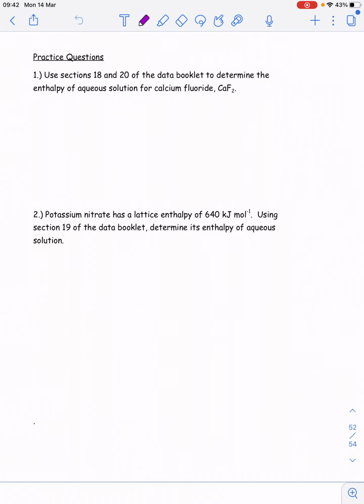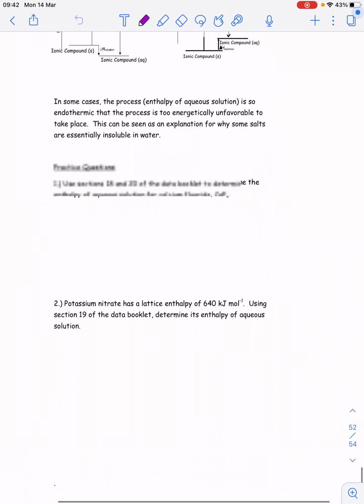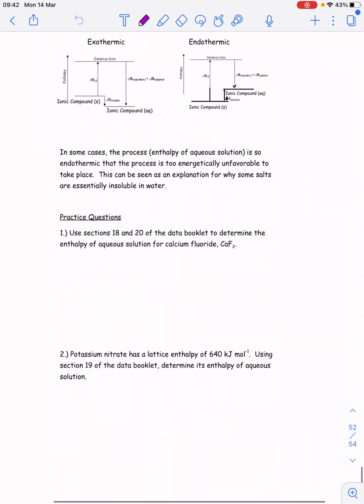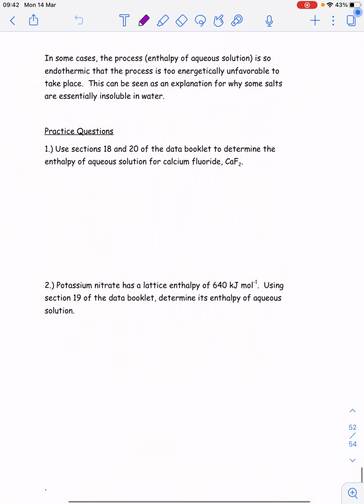Okay, these are practice questions on page 53 of the notebook packet, 1 and 2, about enthalpies of aqueous solution. So the enthalpy of aqueous solution is actually pretty straightforward. It's the lattice enthalpy of an ionic compound plus the hydration enthalpies of both of the ions. And then it takes into account any mole coefficients that you need to take care of to balance everything out.